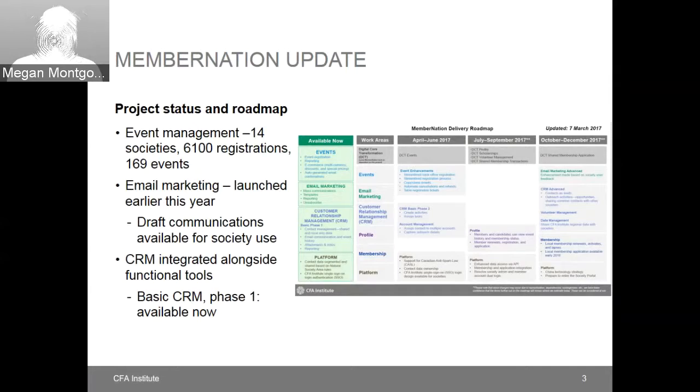And then you can see from the roadmap there on the right-hand side that this shows you what's coming up for all of those different themes throughout the rest of this year and beyond. So you can kind of see there that we've got a phase 2 of CRM that will be coming over the next few months, and then an advanced CRM, which will be available towards the end of the year. So again, that's a quick rundown of where we're at with MemberNation. But we can always take additional questions if you have any going forward.